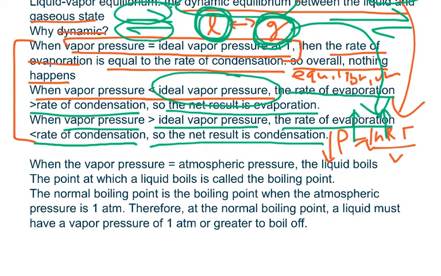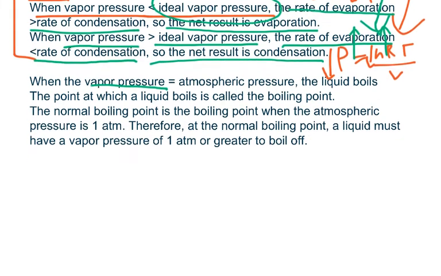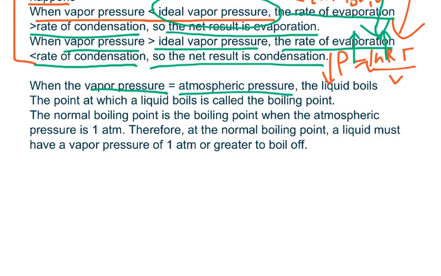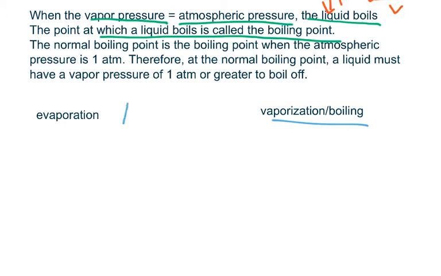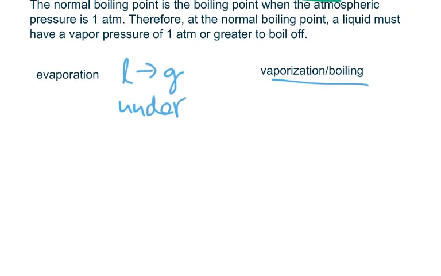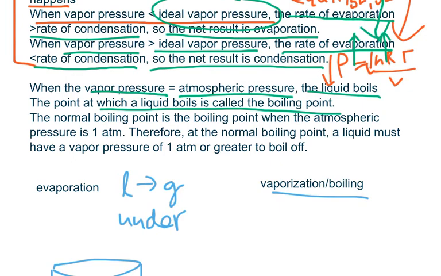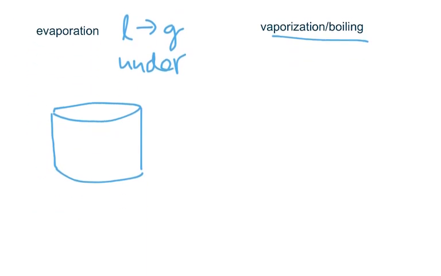Now let's talk about a concept called the boiling point. When the vapor pressure of a liquid is equal to the atmospheric pressure, the liquid boils, and the point at which the liquid boils is called the boiling point. So let's now talk about the difference between evaporation and boiling. Evaporation is when a liquid turns into gas under the boiling point, and evaporation occurs because of the liquid vapor equilibrium, as we just talked about.